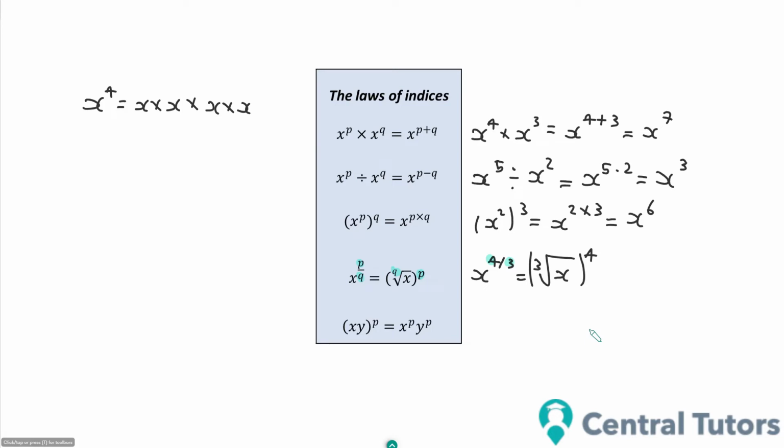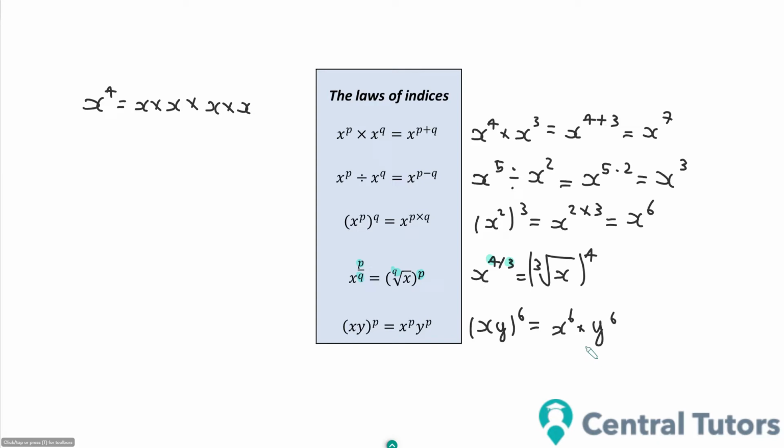And now the final law is that when you have two numbers multiplied and then taken to a power, you can take them both to the power individually. So for example, say we have xy to the power of 6, that's just equal to x to the power of 6 multiplied by y to the power of 6.